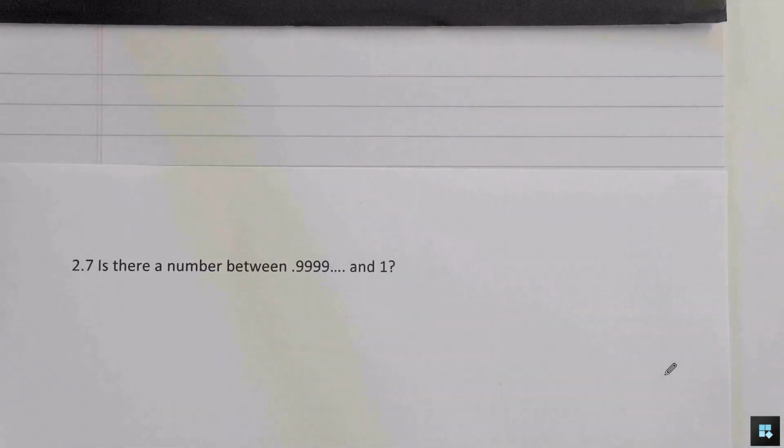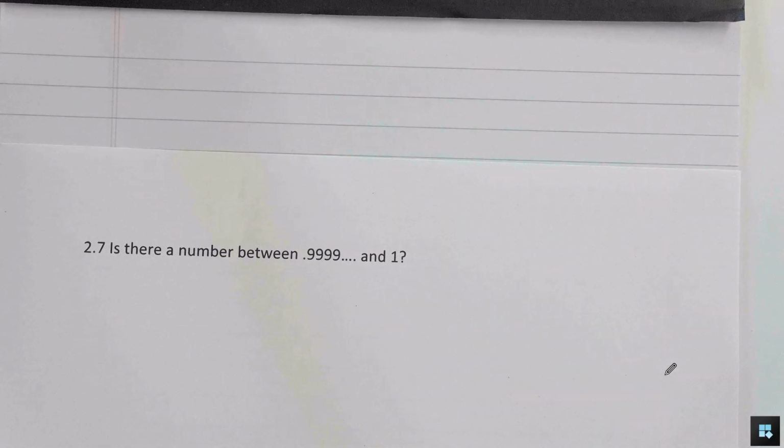We started this section in 2.7 by asking if there was a number between 0.9999 and the number 1. And I'd asked you to write down what you thought about that, if there is a number in between there or not. So hopefully you wrote that down and you can decide now.